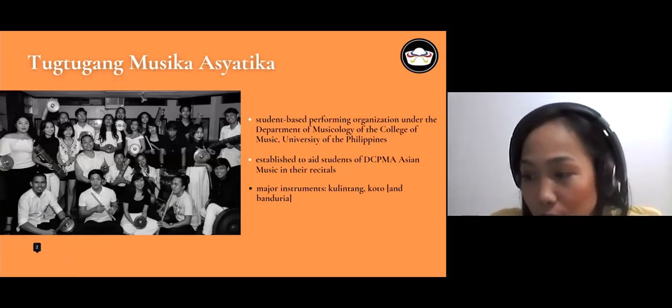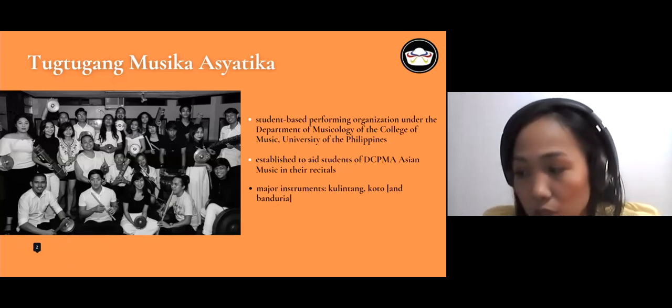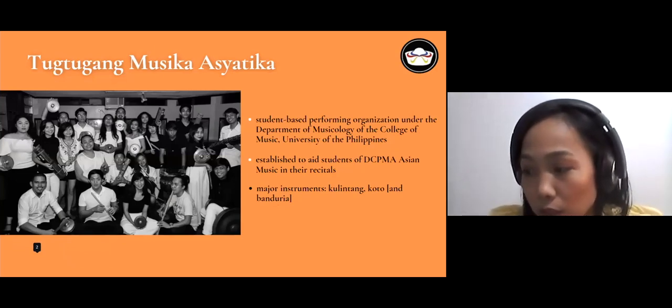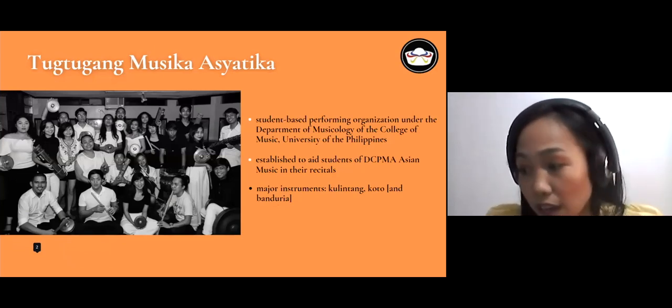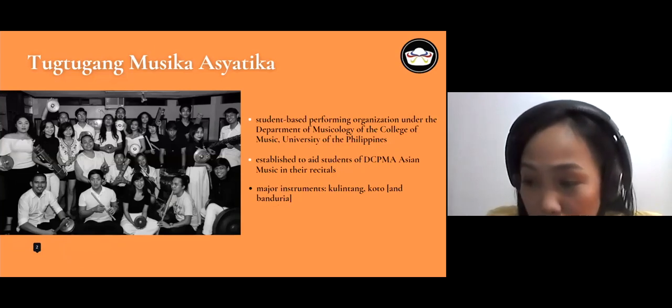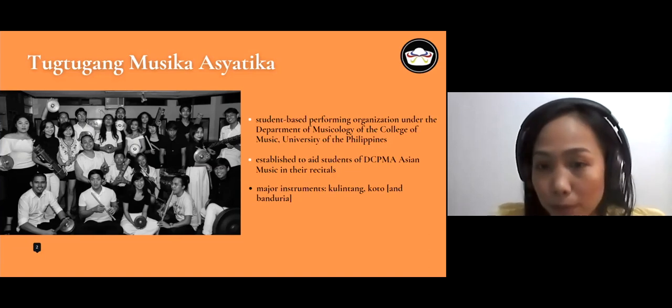Forming Tugtugang Musika Asiatica, also popularly known as Tugma, was initially deemed necessary as a support system for Asian music students who need to accomplish recitals as final requirements before graduation. Even if the students focus only on one instrument, for example, the kulintang, he or she needs to perform it as part of the whole traditional kulintang ensemble called kulintangan. The need for accompanying artists for these music performances is easily met through Tugma membership.